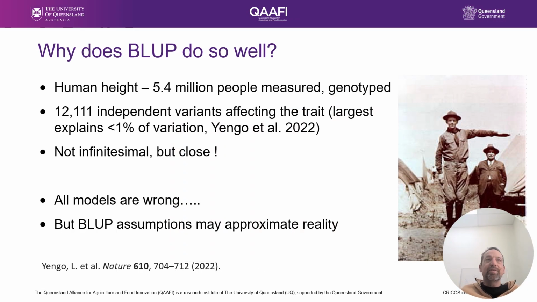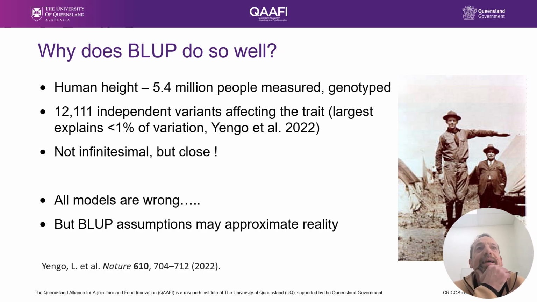An interesting question is, why does BLUP do so well? It seems like a somewhat naive model, that all the SNPs have a small effect across the whole genome. So let's look into some evidence about the architecture of traits that we're interested in.